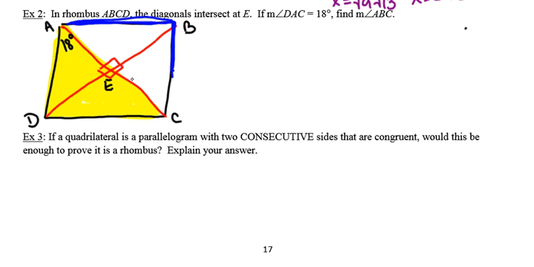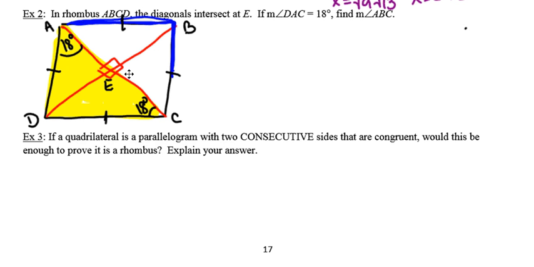Because this quadrilateral is a rhombus, I know that all 4 of its sides are congruent to each other. So in my yellow triangle, I know that my triangle is isosceles. It has a pair of congruent sides, which means it also has to have a pair of congruent base angles. So this little angle, angle DCE, is also 18 degrees.